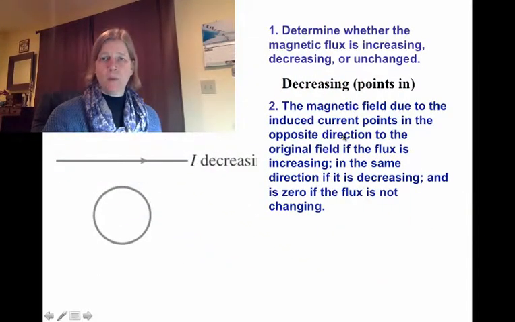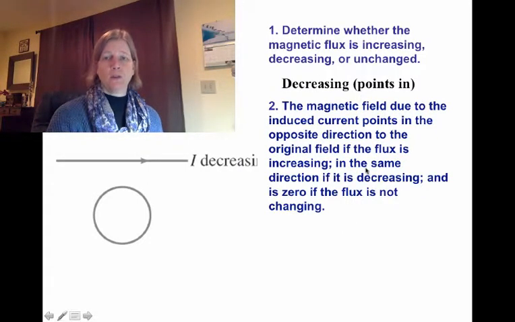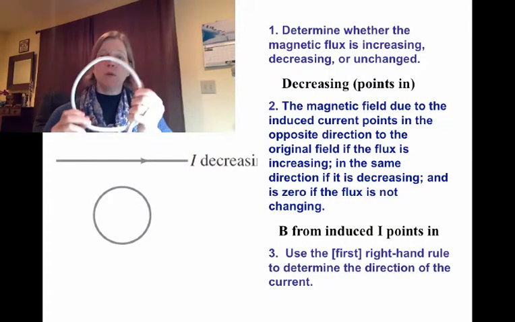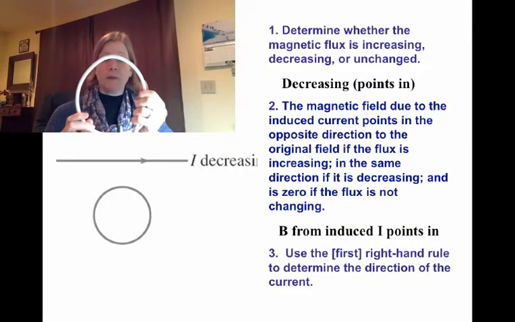So step 2, the magnetic field due to the induced current points in the opposite direction to the original field if the flux is increasing, in the same direction if it is decreasing. And it's decreasing, so it'll be in the same direction. We already figured out that direction is inward. So we know the magnetic field due to the induced current has to point inward. Final step, use the first right-hand rule to determine the direction of the current. So all we have to do is look at our loop and figure out the direction of the current so that we get a magnetic field that points inward.